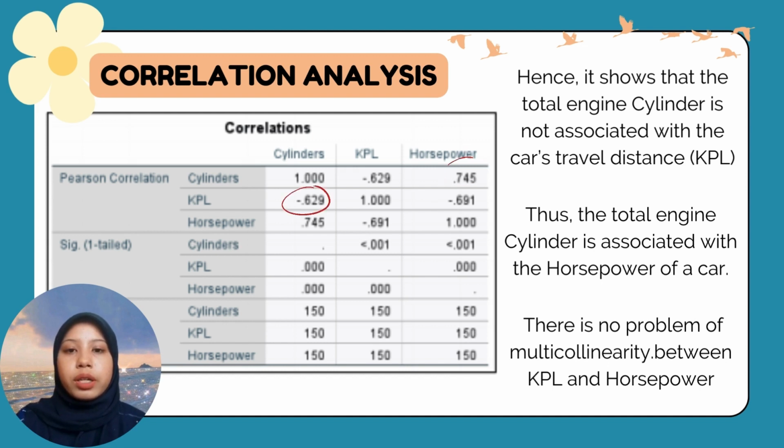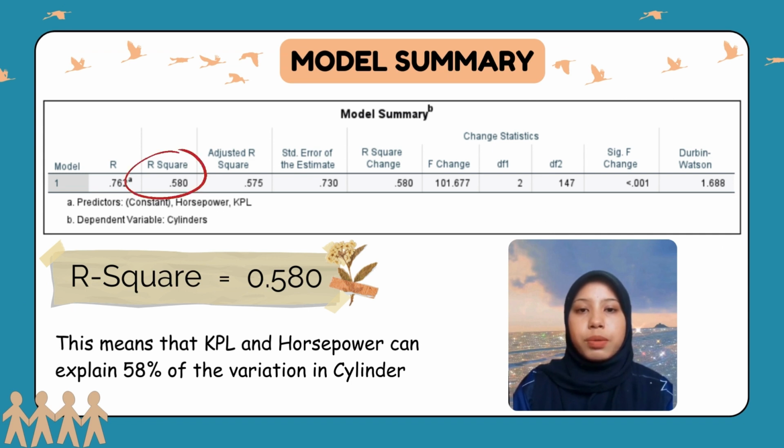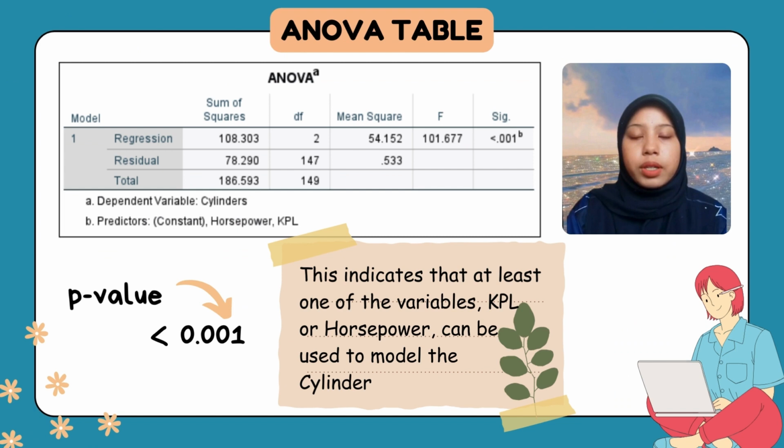However, the R value between kpl and horsepower is negative 0.691, which is less than 0.85, meaning that there is no problem of multicollinearity. Hence, the model is represented as the picture above, where y is the dependent variable, which is cylinder, and B1, B2 or Bk are parameters, which are kpl and horsepower. The objective of the regression is to test the influence of travel distance, kpl, and total horsepower for each vehicle towards the cylinder. Okay, now the ANOVA table. The p-value from the ANOVA table is less than 0.001, which means that at least one of the two variables, kpl or horsepower, can be used to model the cylinder.